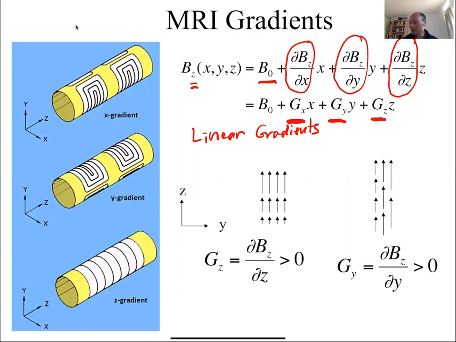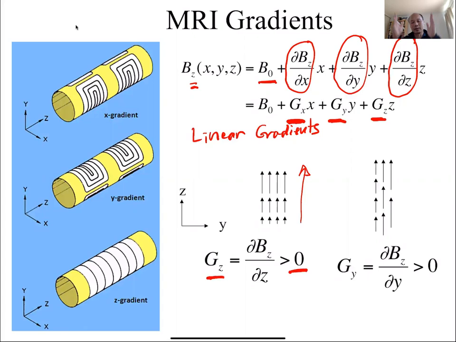To give you a sense of what that is, if I have a GZ field, a linear gradient in Z, that's greater than zero, that means as I move along the Z direction, the field is getting stronger. You can see that as we go in this direction, along the Z direction, the Z component of the field is getting stronger.